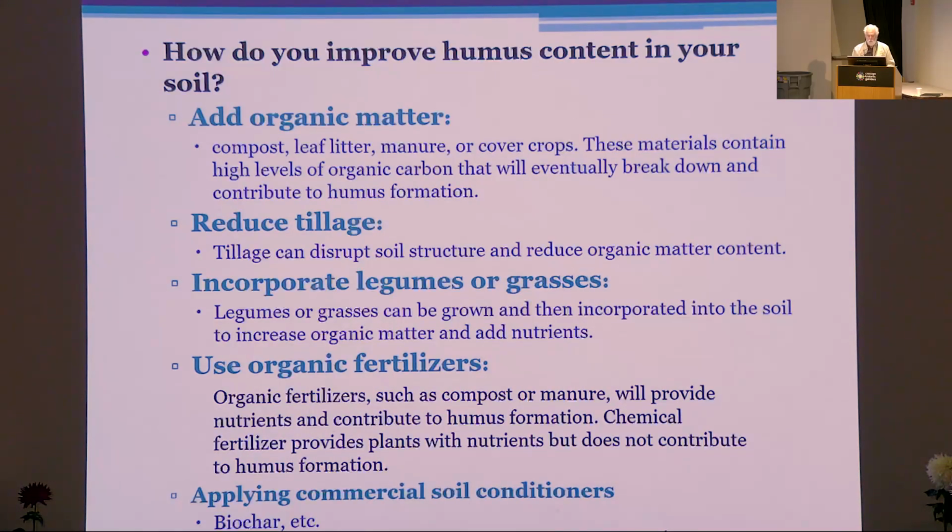Now, how do you improve the humus content in your soil? Obviously, you need to add organic matter. Compost is the main thing that most people add, but you can add leaf litter directly, manure, cover crops such as legumes and grasses. These materials contain high levels of organic carbon and eventually will be broken down by the soil microbes. And this is particularly true of mulch, which has already had that process going on for a while. Reducing tillage. Again, tillage tends to disrupt all of these microbial communities that are living in your soil.